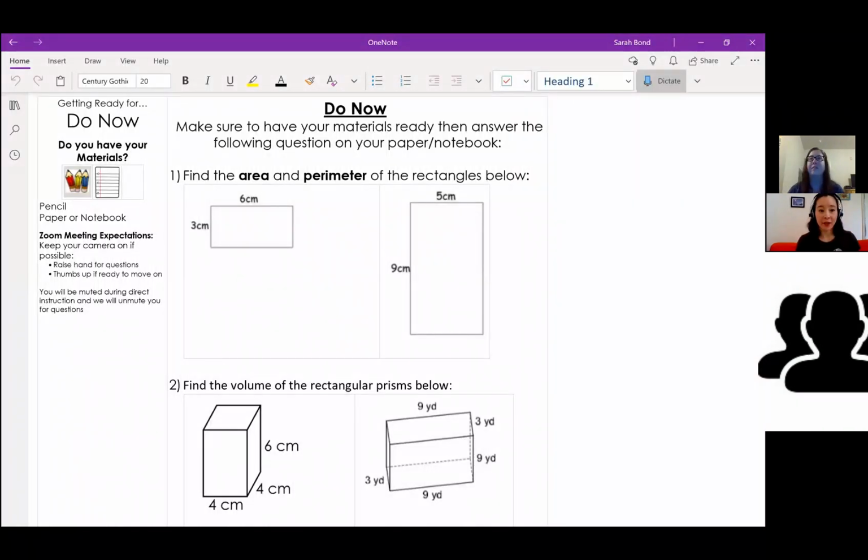All right, let's go over some answers. We haven't talked about perimeter. Some of you might know about perimeter already. So let's make sure that if you don't know about perimeter, that's okay. We're just going to learn it together. So for number 1, area, we did learn together.